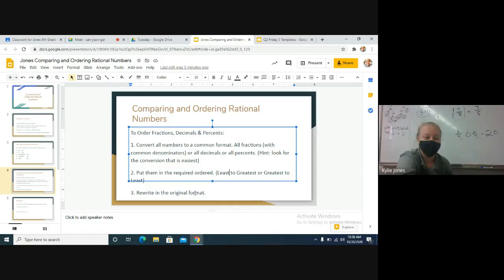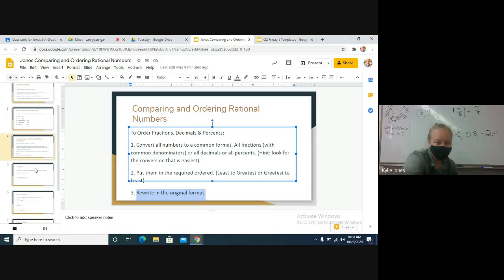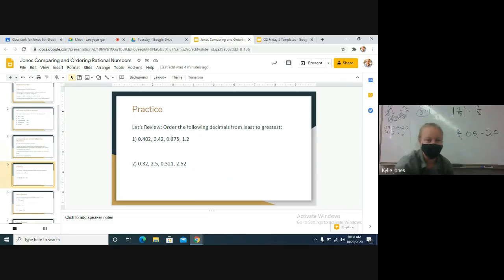And then finally, once you have them in the correct order, you rewrite them again using the original format. So put them back into the original fractions, decimals, and percents that they were, just in the correct order after that. Okay? We're going to do a few examples. Remember what they were last time? Well, you'll have it written down. Yeah, it'll still be written there for you. So we're going to go to slide number 5 and look at a couple of these.